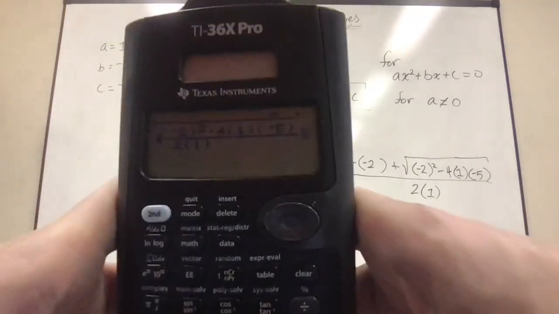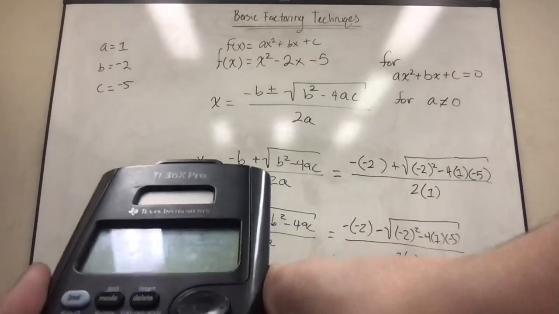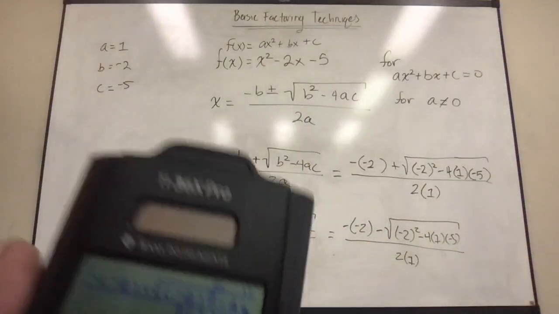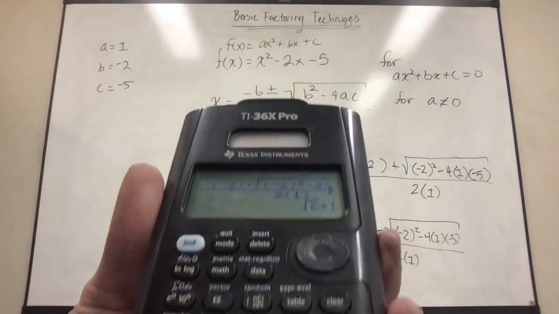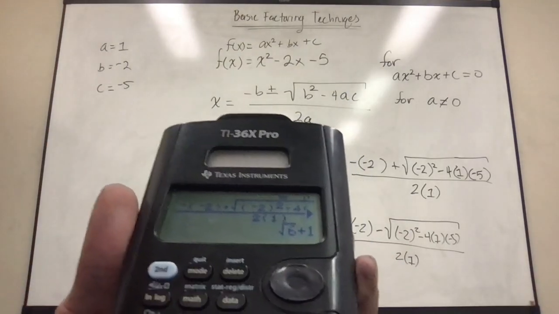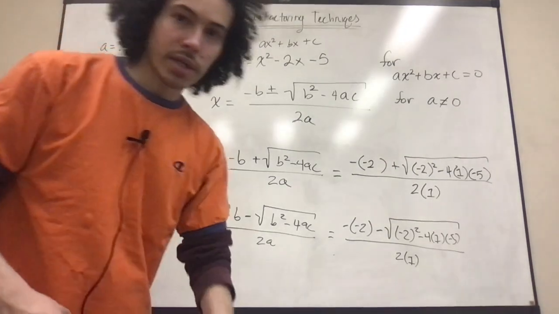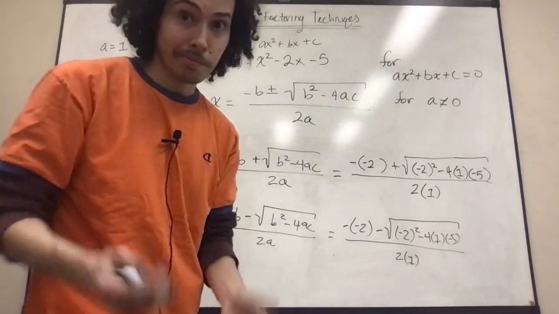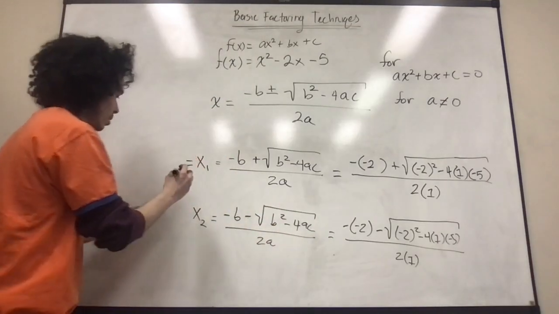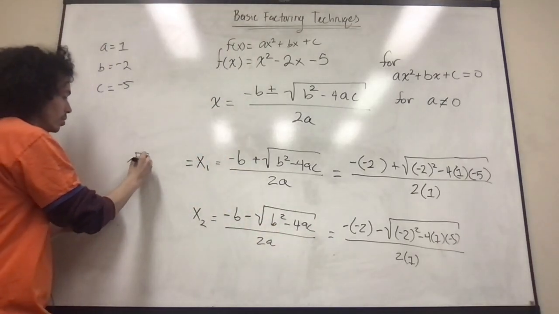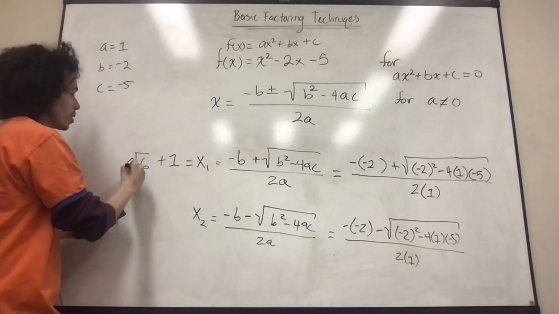Okay, that's what we get. Let me go ahead and I get this exact number there. We get the square root of 6 plus 1. I like these calculators because they give you exact answers whenever they can. So this x1 is equal to the square root of 6 plus 1.